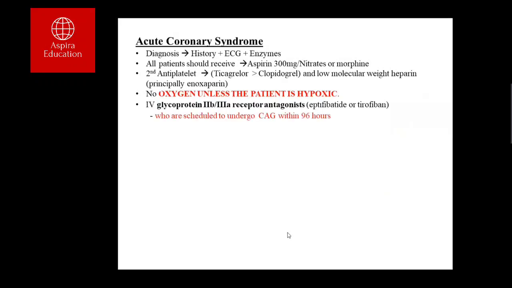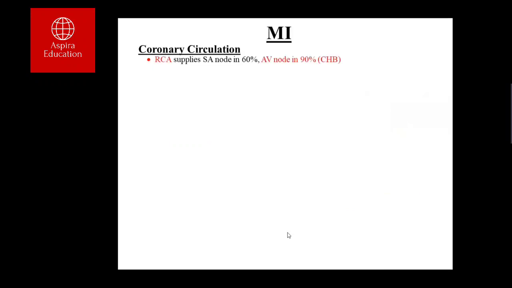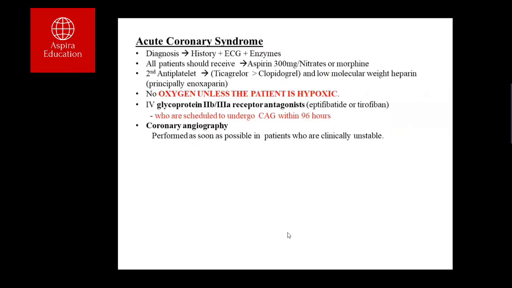Now, these are given in a specific scenario when you are planning for an angiogram within 4 days. Coronary angiogram should be performed as soon as possible if the patient is clinically stable. Okay, these are the guidelines for acute coronary syndrome. So once the patient comes to the emergency room with acute coronary syndrome, we generally activate the cath lab, and the patient is shifted as soon as possible for a coronary angiogram after giving him the dose of aspirin, clopidogrel or ticagrelor, nitrates, low molecular weight heparin, and morphine if required.